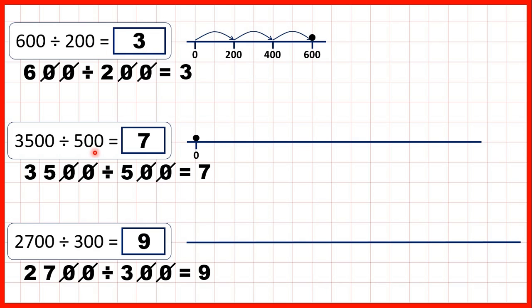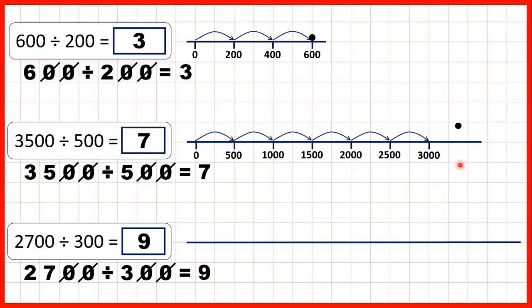Now let's count in steps of 500 until we reach 3,500. We have 500, 1,000, 1,500, 2,000, 2,500, 3,000, and then 3,500. So we've made 7 jumps. And now for this last question, we could count in steps of 300 until we reach 2,700.